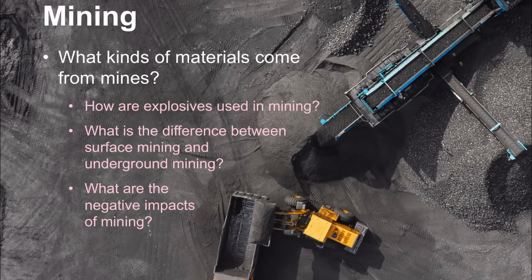We look at mining. What kind of materials come from mines? Well, these are going to be all our ores. These are going to be all our metals that we get from ores. So like bauxite ore gives us aluminium, and iron ore gives us iron and steel and so on. These all come from the ground. So we're using explosives to mine this from the ground, and we're going to be using heavy machinery. We're going to be using big refining processes, and all of these are going to have negative impacts.